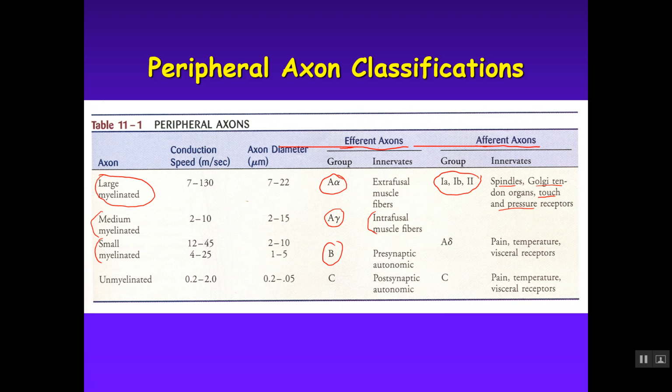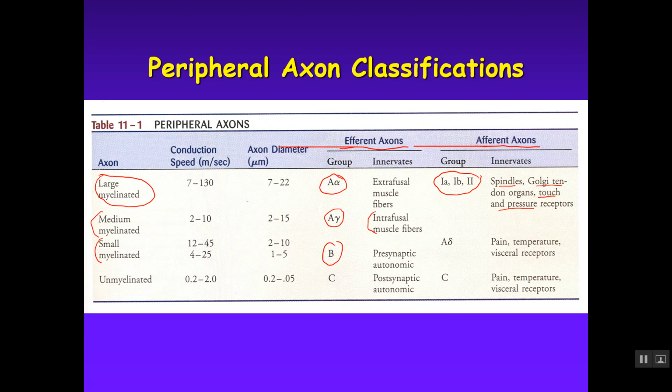We do have some, haven't talked about this before, efferent axons, the presynaptic preganglionic axons that are coming out for like your sympathetic nervous system and some of your parasympathetic nervous system coming from those S2 to S4 or T1 to L2 segments. Those are medium myelinated axons called B fibers.